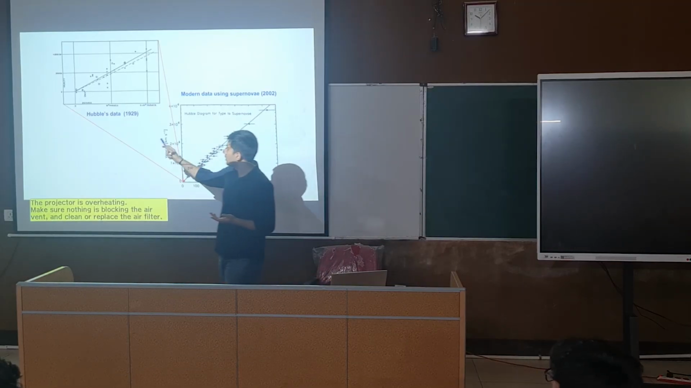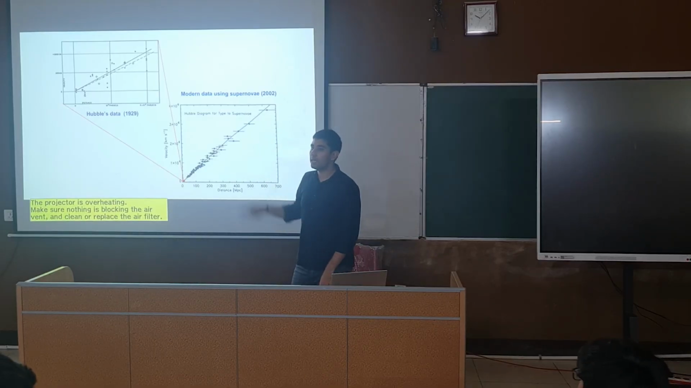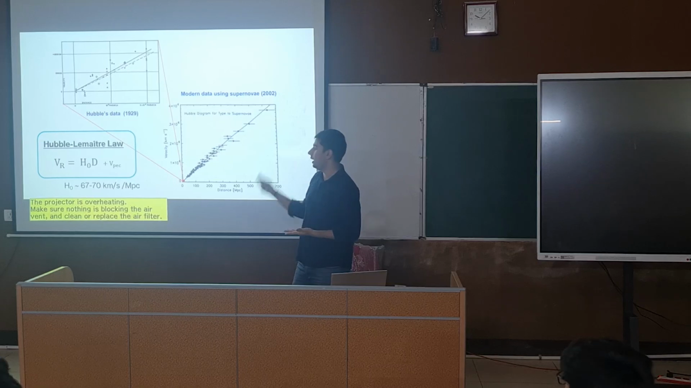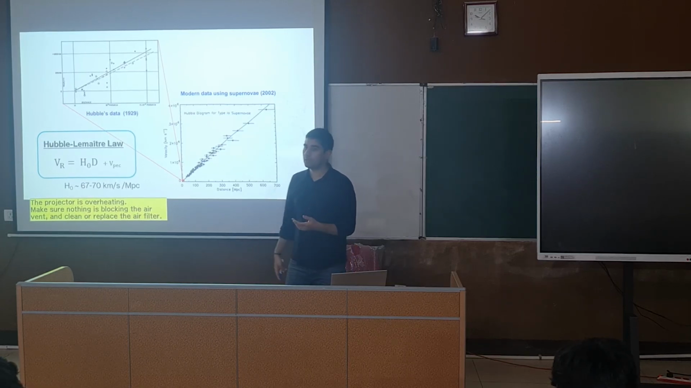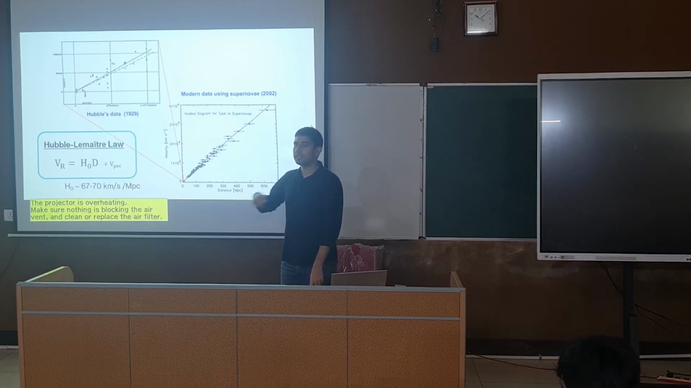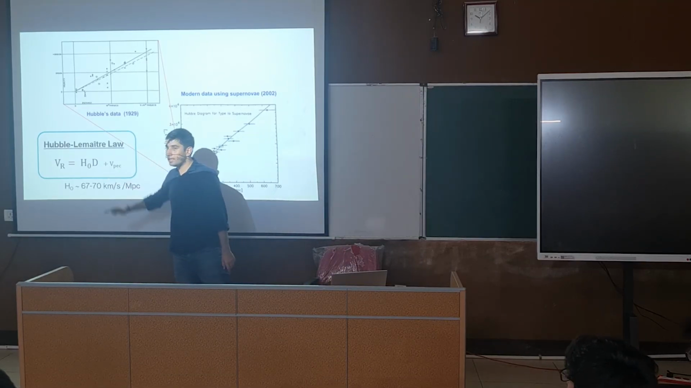Okay? So this is what Hubble had observed in 1929, and he saw there is a direct correlation between the velocity and the distance to these galaxies. And he gave a law, the very famous Hubble law. I like to call it the Hubble-Lemaitre law, because Lemaitre also contributed to this. What it means is the recession velocity, or the velocity of a galaxy moving away from us, is dependent on the distance to the galaxy.